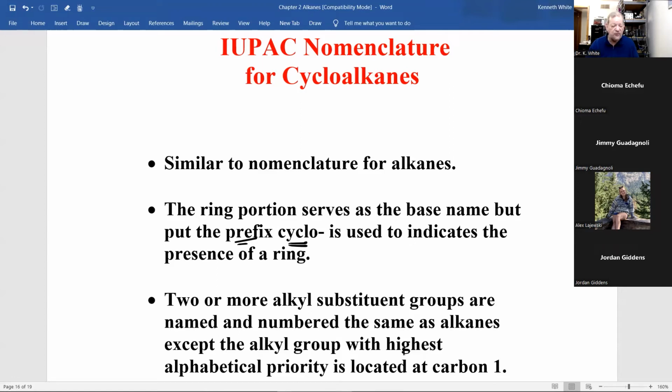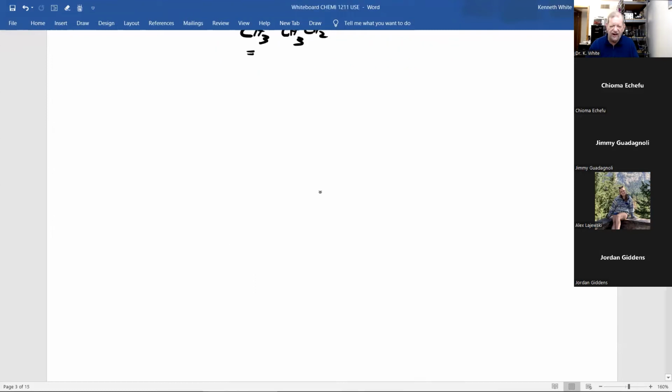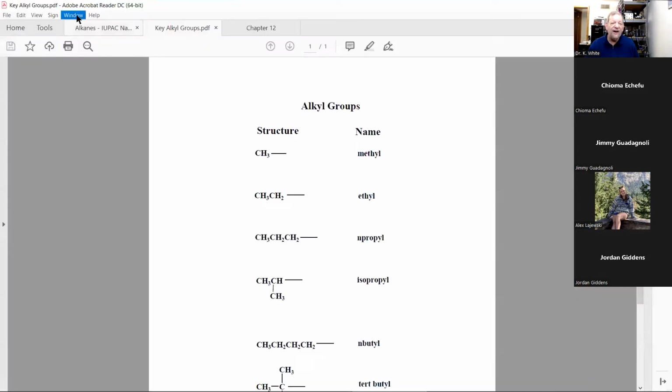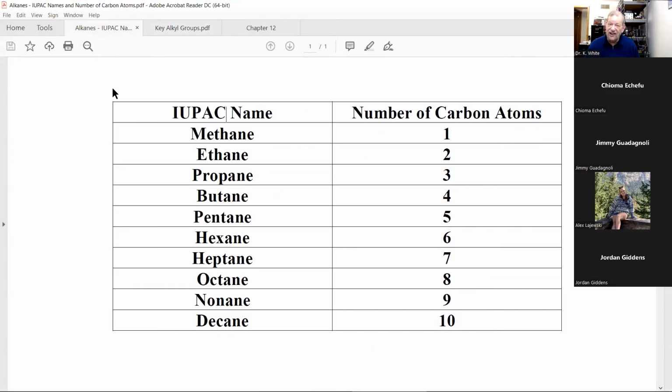Now, when we do rings, we don't show carbons or hydrogens on the ring. So every bend in the line is a carbon. So let's count them. 1, 2, 3, 4, 5, 6. What do we call 6 carbons? Well, time to be obnoxious again. Remember, by Thursday at the latest, you should know this chart by heart. And 6 carbons, alkane is hexane.